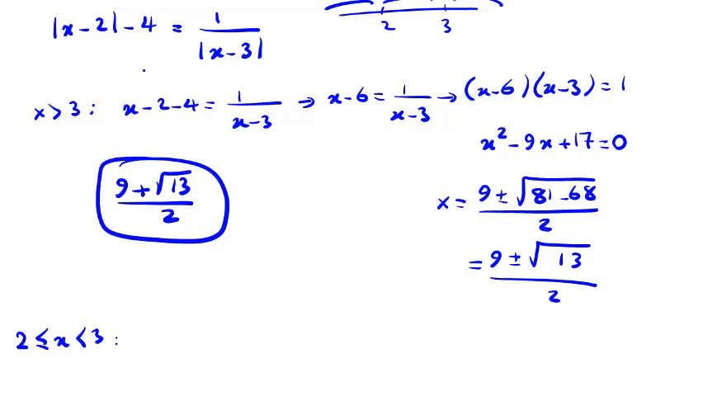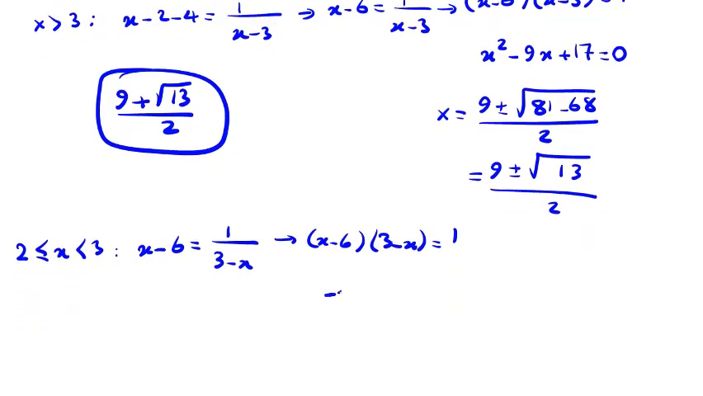So here it will be x minus 2 minus 4, x minus 6. And this one will be 1 over 3 minus x. If we cross multiply, x minus 6 times 3 minus x equals 1. So if we multiply, minus x squared, minus x and plus 6x, plus 5x, and minus 18, and it will be minus 19 if you take it to the left-hand side. x squared minus 5x plus 19 equals 0.